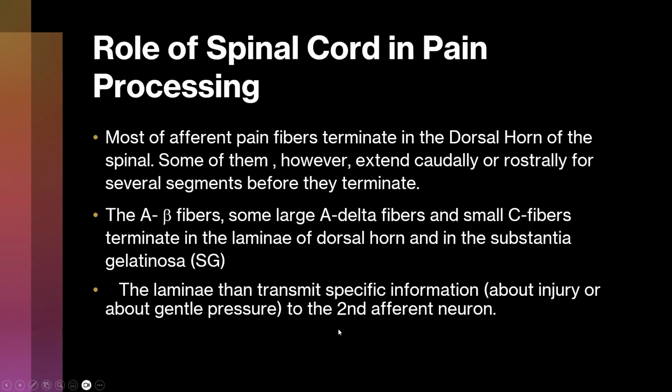Well, role of spinal cord in pain processing. Most afferent pain fibers terminate in the dorsal horn of the spinal cord. Some of them, however, extend caudally or rostrally. Caudally means towards the feet and rostrally towards the cranium for several segments before they terminate. The A beta fibers, some large A delta fibers and small C fibers terminate in the laminae of the dorsal horn and in the substantia gelatinosa.